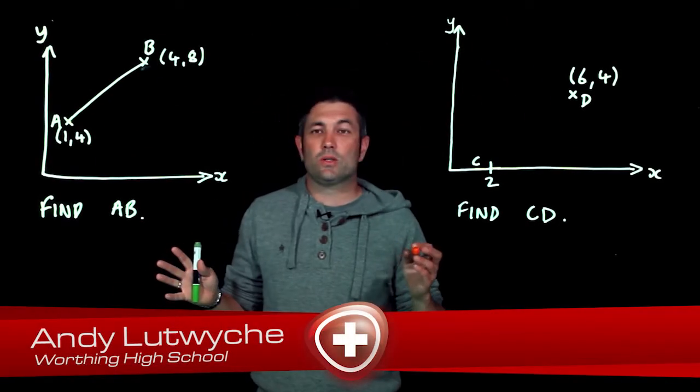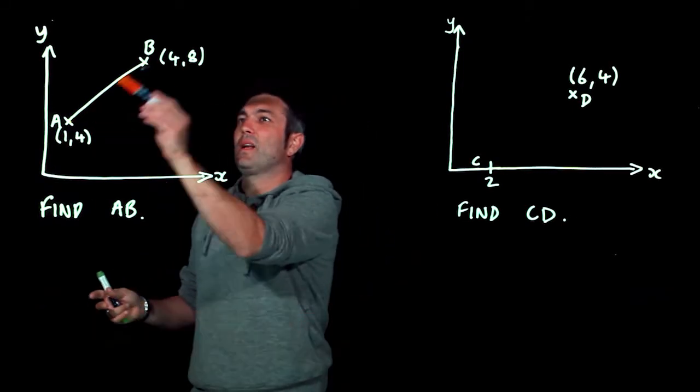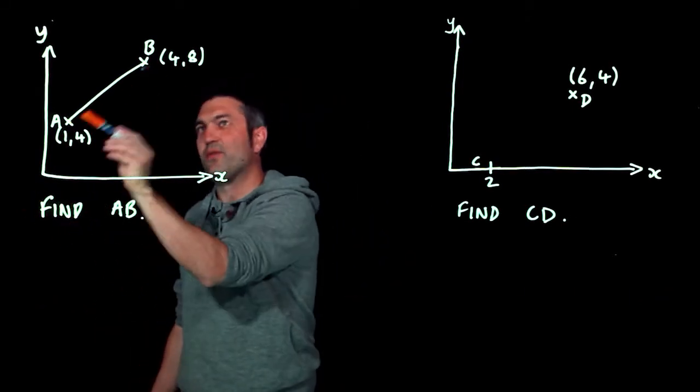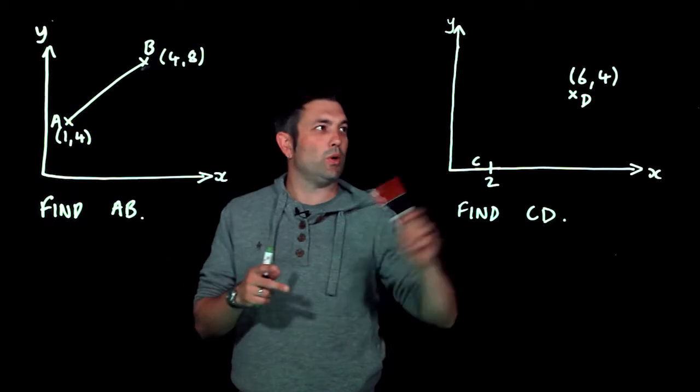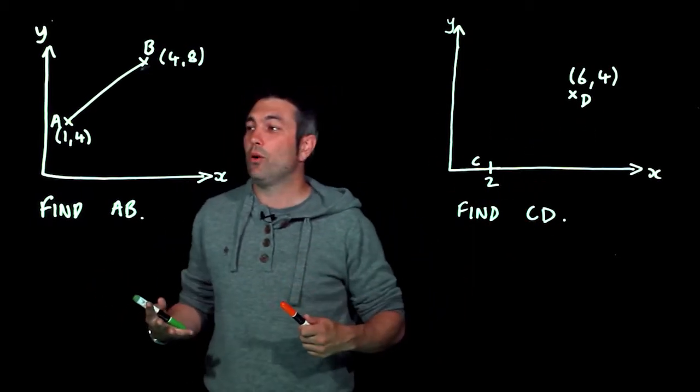Okay, in these two questions, we're looking at finding the distance between 2 points. Basically, it says find AB, that is, find that distance. They've drawn a line between it over here, they haven't, but it makes no difference really. It's still the same way of solving it.